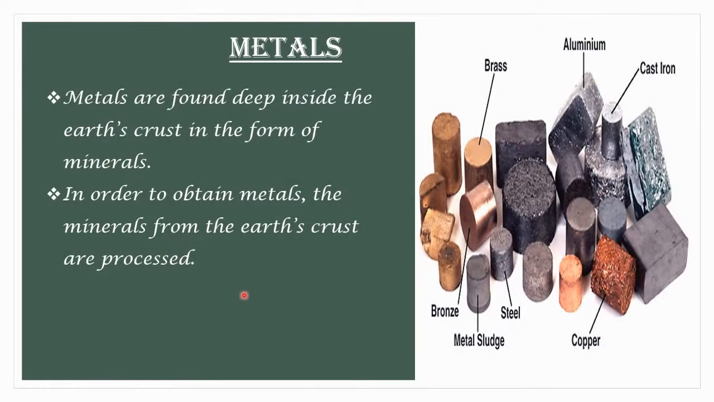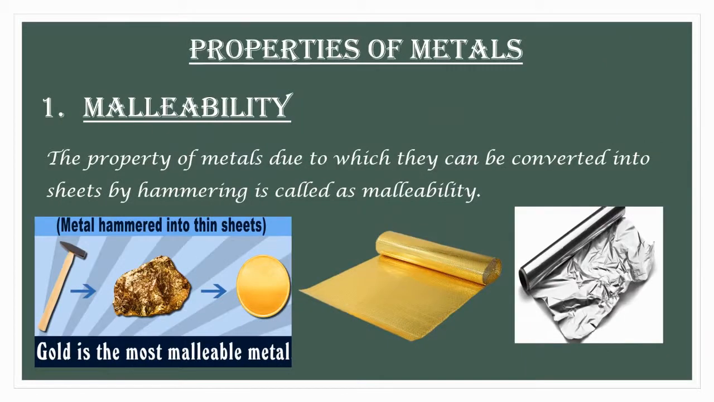Now students, substances like copper, gold, iron, aluminium, brass, steel, bronze are called metals. Now metals are found in the form of minerals deep inside the earth. Minerals from the earth's crust are processed to obtain the metal. In daily life, metals have various important uses. Students, now let us study some properties of metals.